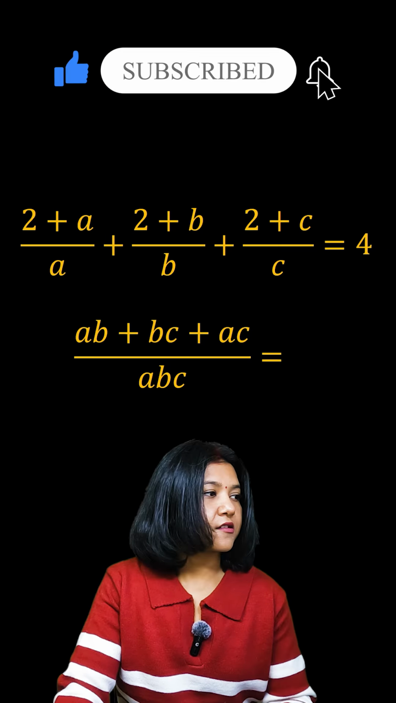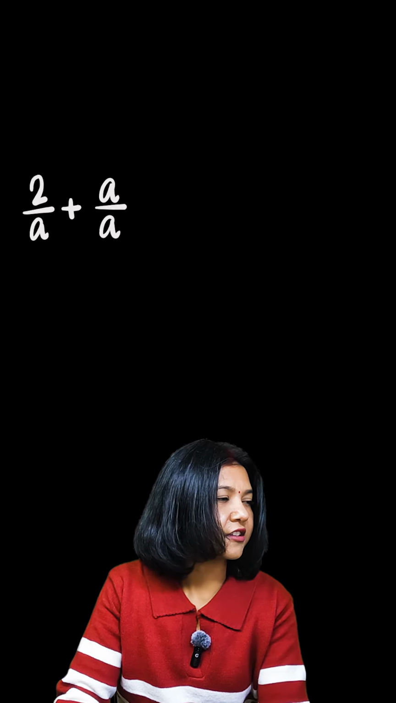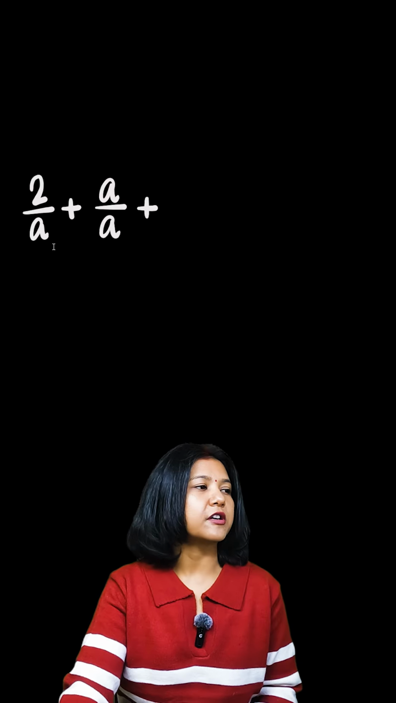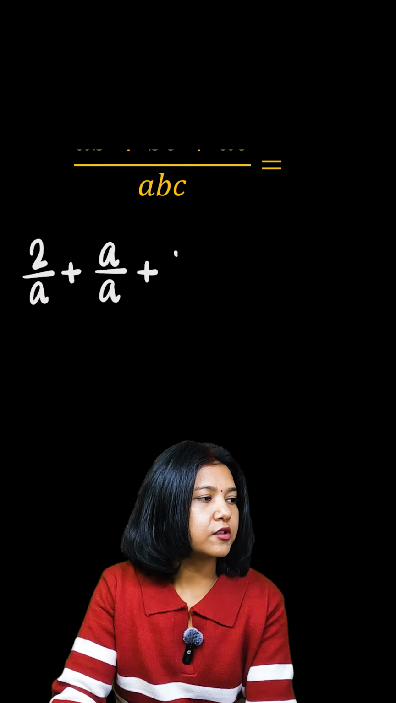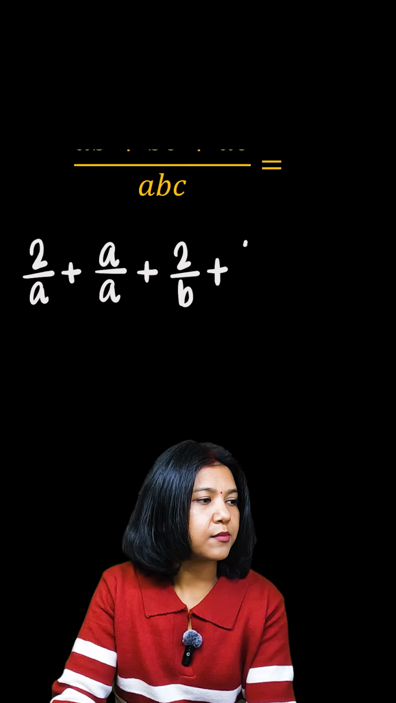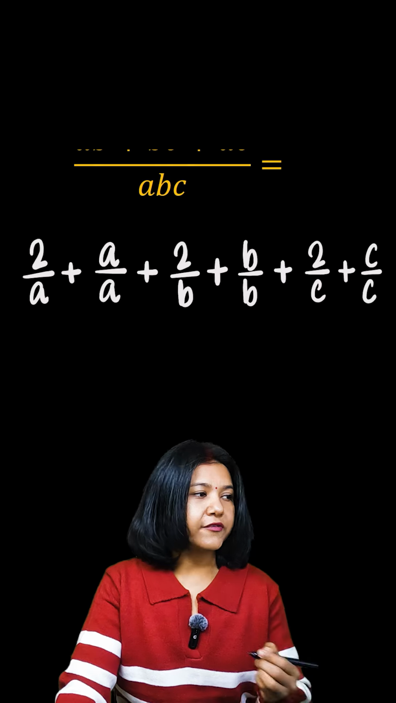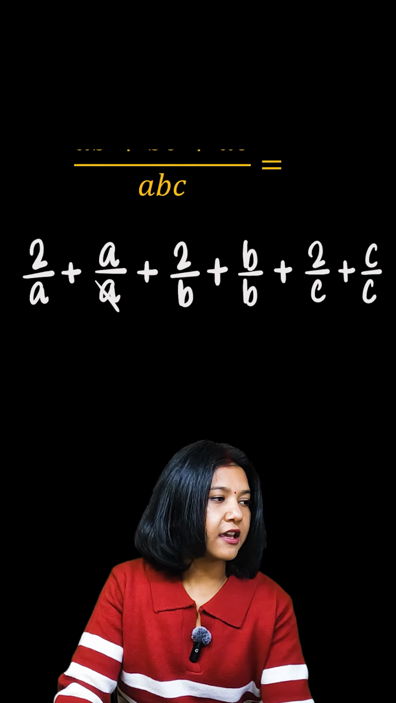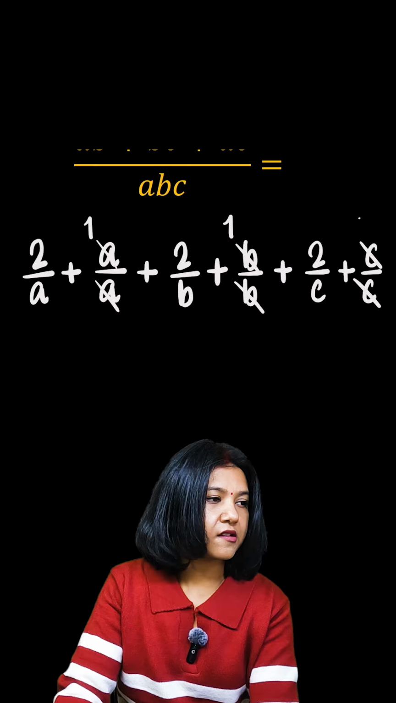I can write it as 2 upon a plus a upon a. All I'm doing is just splitting the denominator to two different numerators, okay? I'll do the same thing for the second one and the third one: 2 upon b plus b by b plus 2 upon c plus c upon c. Now, if you carefully see, then you have a upon a, which gives you 1, b upon b is 1, and c upon c is also 1.